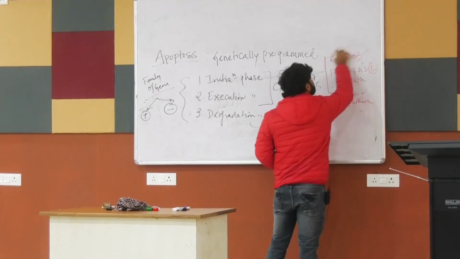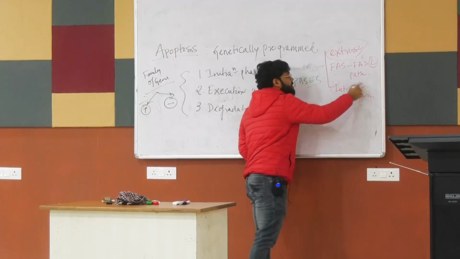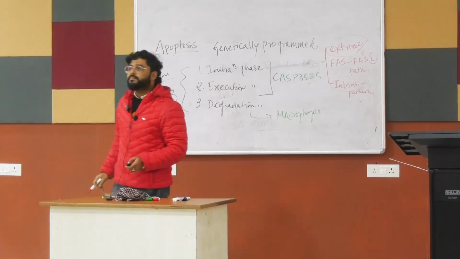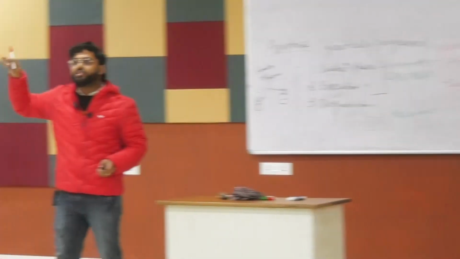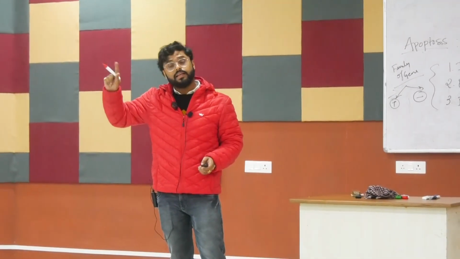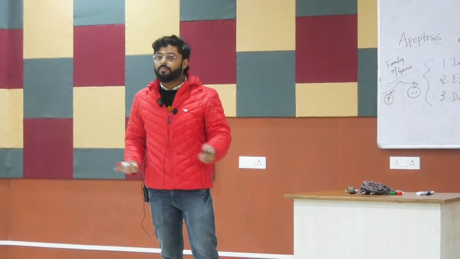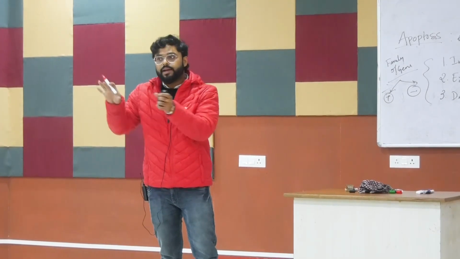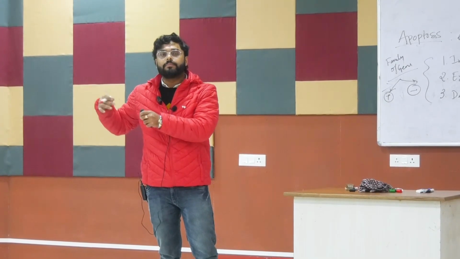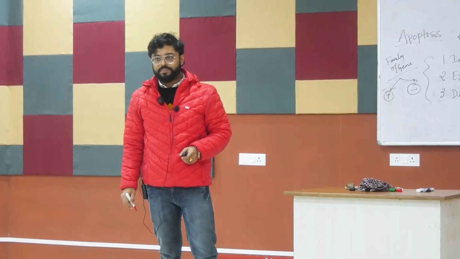Why is it called extrinsic? Why is it called intrinsic? Extrinsic means there will be some injury outside the cell. Mostly these are pathological types of apoptosis. So there will be some kind of injury or some kind of response which is outside the cell.